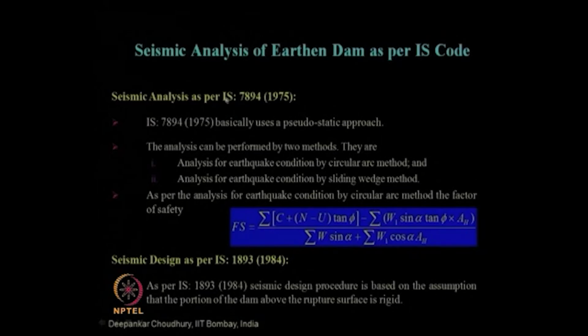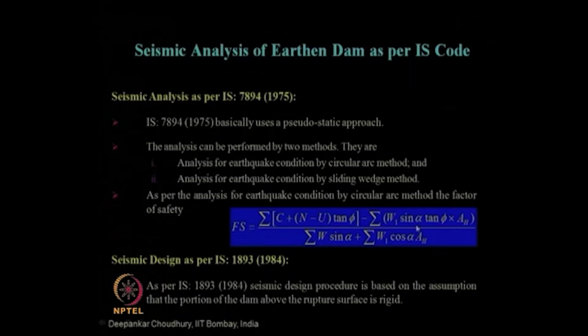Then as per the Indian Seismic Design Code IS 7894 of 1975, it suggests the pseudostatic approach to be used for the seismic design of this earthen dam, and there are basically two methods that can be performed, one is the circular arc method, another is the sliding wedge method. Sliding wedge method is nothing but the Newmark's block method, and circular arc method is similar to what I have mentioned, the modified Swedish circle method or using the vertical slice equilibrium approach.